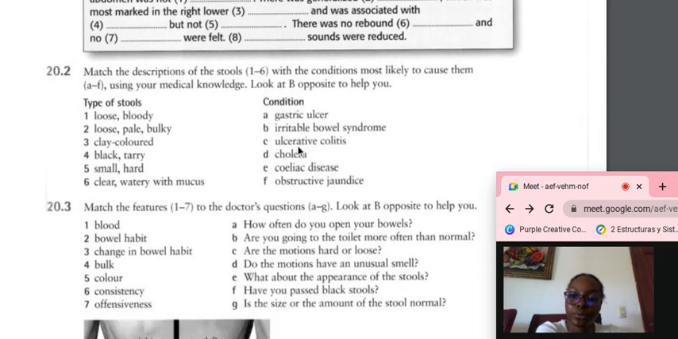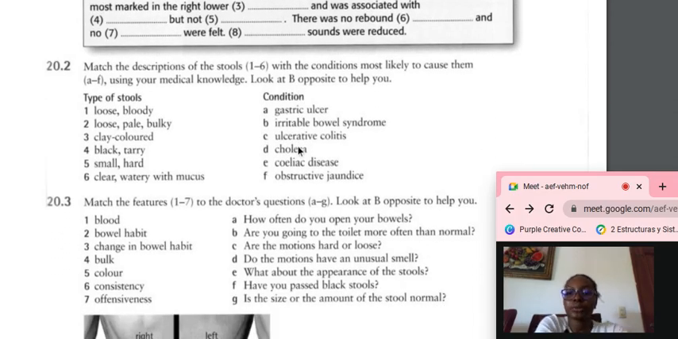Bowel sounds were reduced. Match the descriptions of the stool with the condition most likely to cause them, A to F, using your medical knowledge. Type of stools: loose bloody, loose pale, bulky, clay colored, black tarry, small hard, clear watery with mucus. Condition: gastric ulcer, irritable bowel syndrome, ulcerative colitis, cholera, coeliac disease, obstructive jaundice.